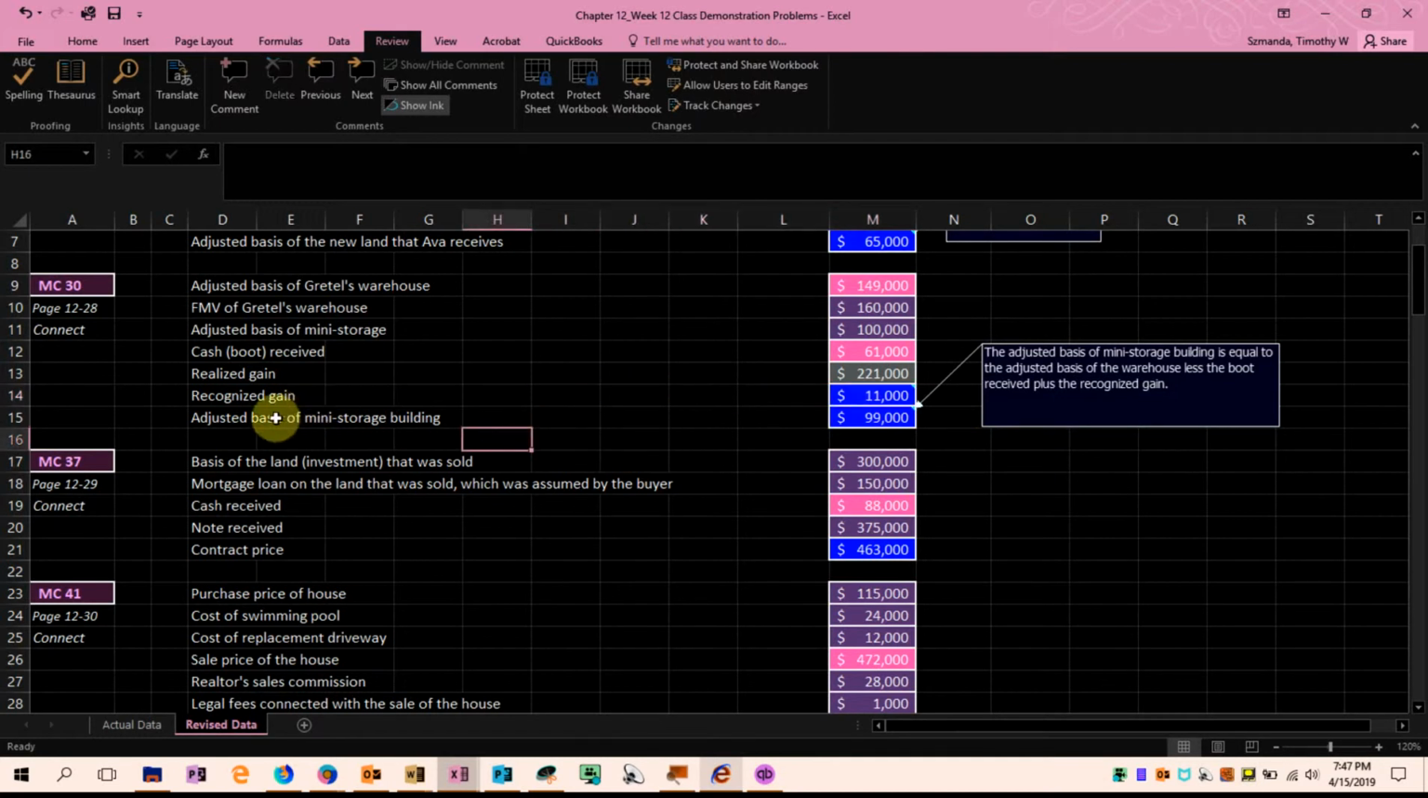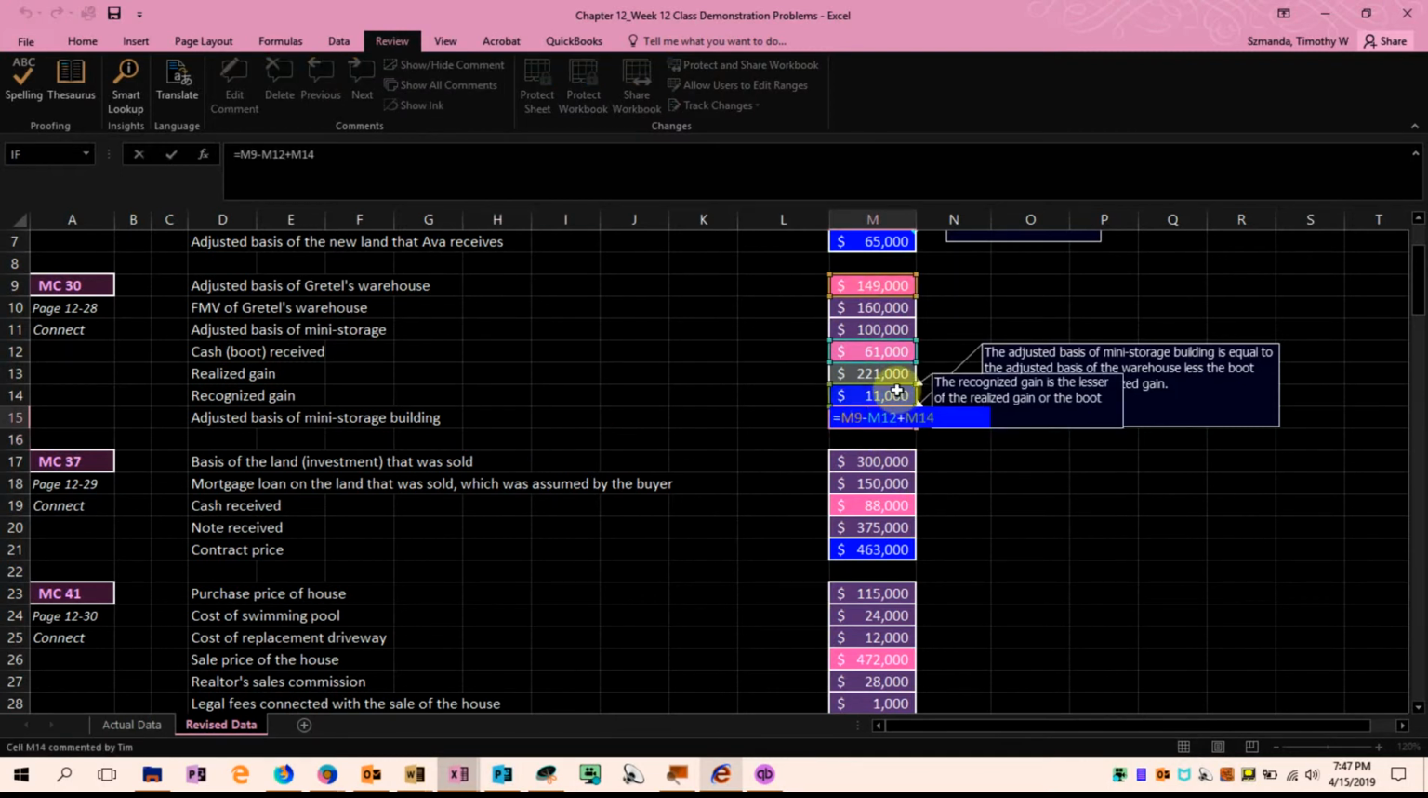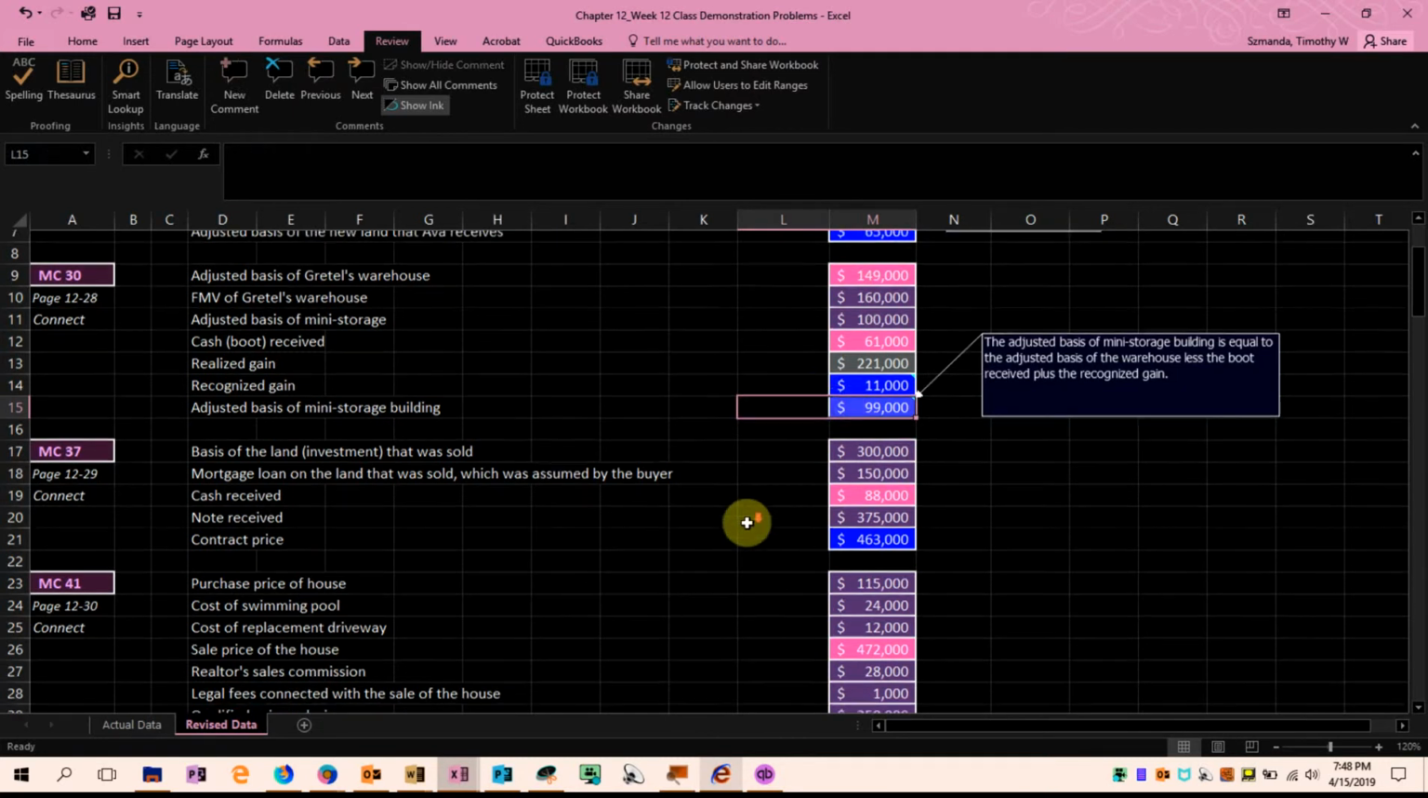And then the adjusted basis of the mini storage building she acquired will be equal to the adjusted basis of the warehouse less the boot she received plus the recognized gain. So in this case, we'll take the $149,000 and we'll deduct the boot that she received, and then we'll add to that the gain she recognized, the $11,000. And this is consistent with the formula in the text. So her adjusted basis in the mini storage building she acquired is therefore $99,000 using my numbers.